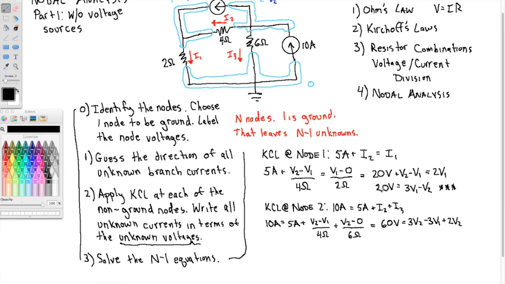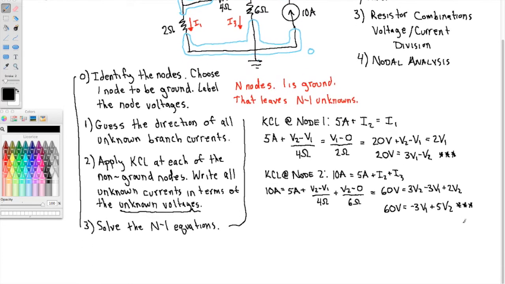Now I will put it in the same form as our first equation that's starred up there. So this is 60 volts equals negative 3 V1 plus 5 V2. And we'll put some stars by that, just so it pops out at us. We need those two. That's the end of step 2. I notice I have 2 equations. Now I need to solve this.